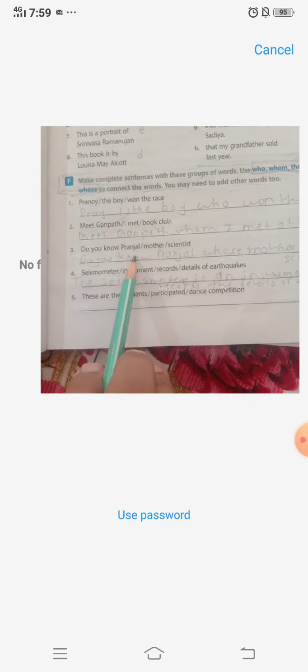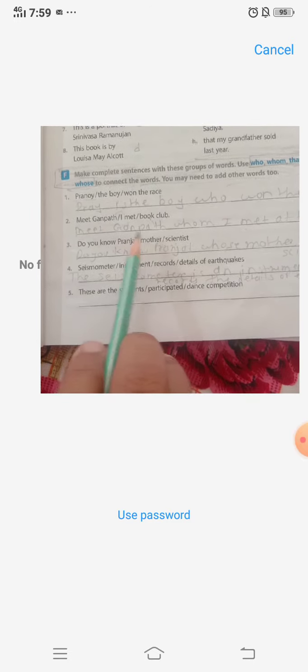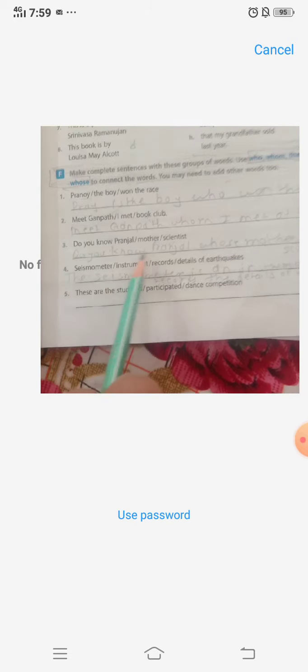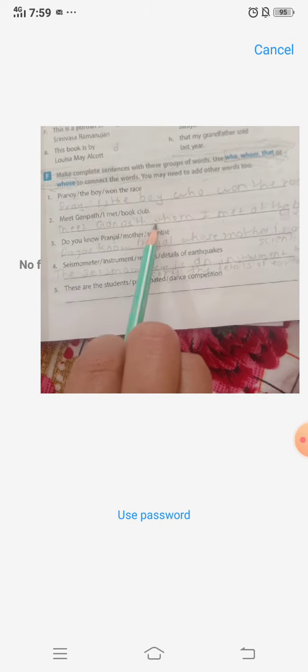Do you know Pranjal, mother scientist? It means Pranjal's mother is a scientist. Do you know Pranjal, whose mother is a scientist?